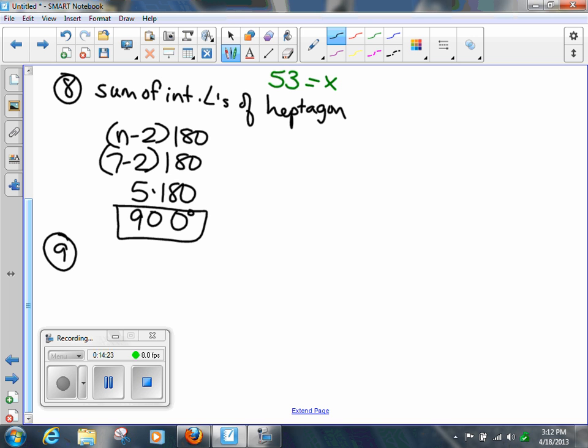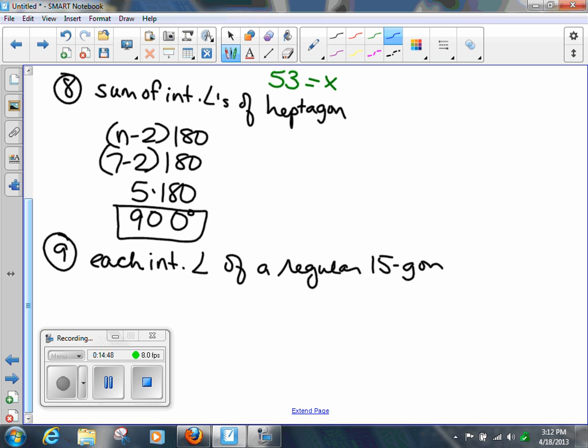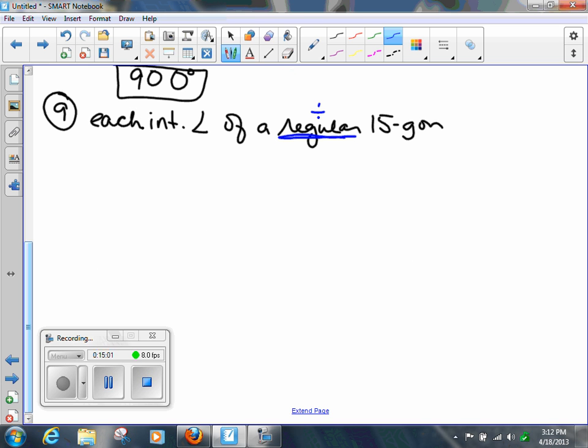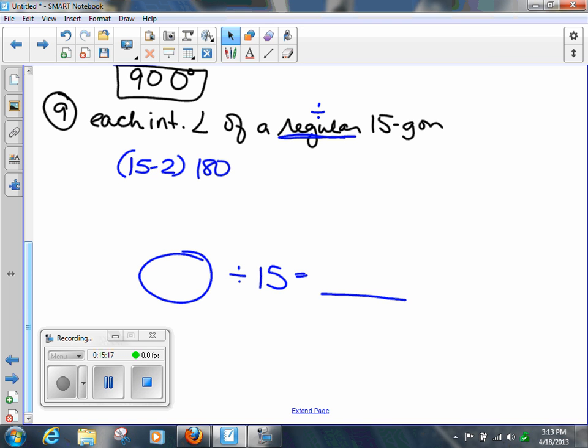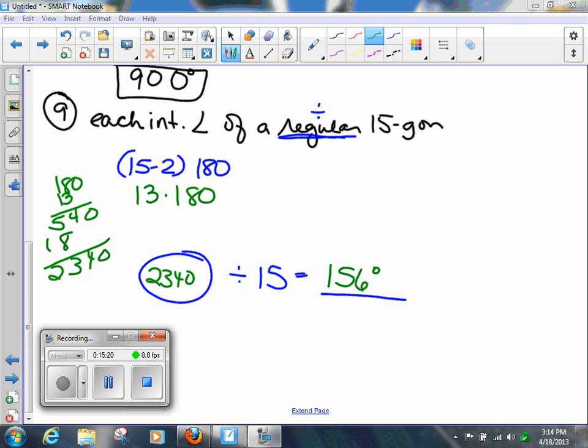How about 9? Find the measure of each interior angle of a regular 15-gon. What's the key word to show me or tell me that I'm going to divide? Regular. Every time you see that word, you ought to go above it and draw a division symbol. How are you going to go about finding this? I got to find the sum first. Once I find the sum, I'm going to take that sum and divide by 15. You do that on your own. So how many of you got 156 for each of those interior angles?